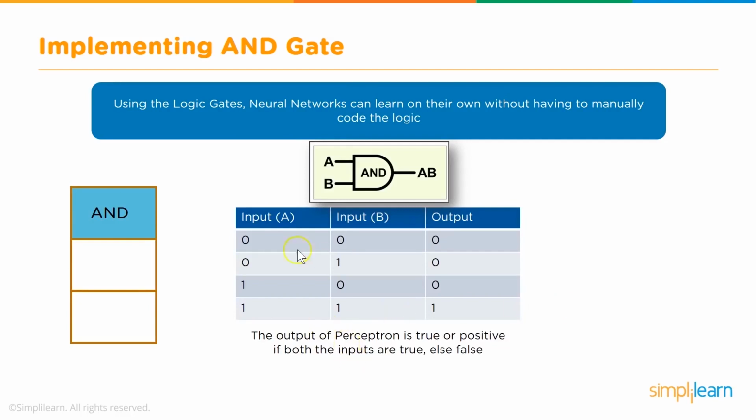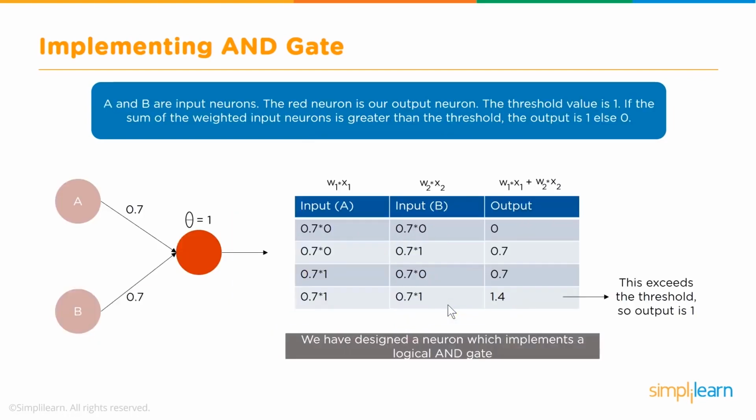So this is how an AND gate works. With inputs A and B, the neuron should be fired only when both the inputs are 1. So if you have 0, 0, the output should be 0. For 0, 1, it is again 0. For 1, 0, again it is 0. But for 1, 1, the output should be 1. So how do we implement this with a neuron?